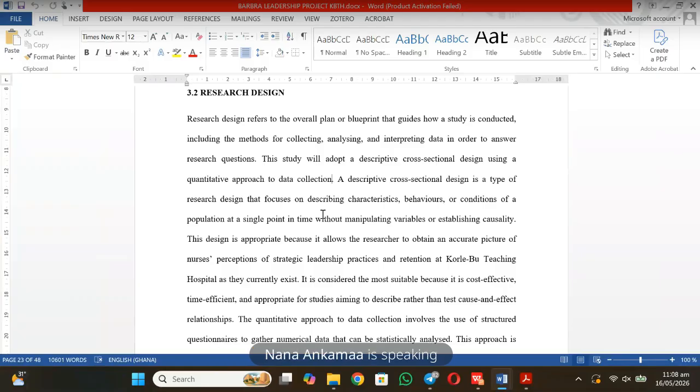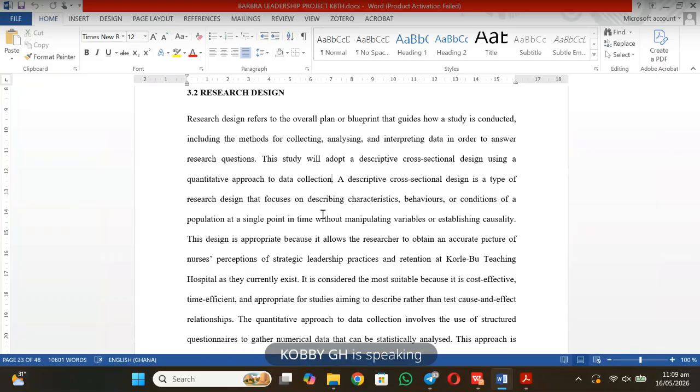All right, that is fine. Then go ahead and define the design you use. For example, if you use the descriptive cross-sectional, you define what the descriptive cross-sectional is, and then you give one advantage. Then you define the approach that you use, for example, what the quantitative is. If you use quantitative, always define and give an advantage.